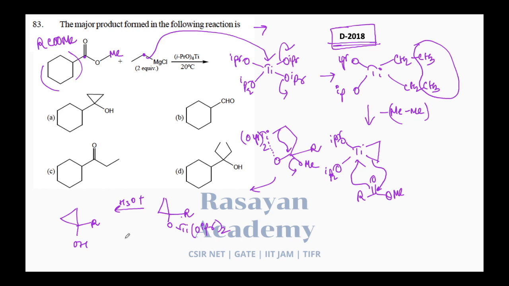And the minor product is the one with Ti(OiPr)2. Now what do you get in this molecule? Particularly you have the R group as it is, you have this 3-membered ring as well as the OH. So the answer is option number A. This is your Kulinkovich reaction.